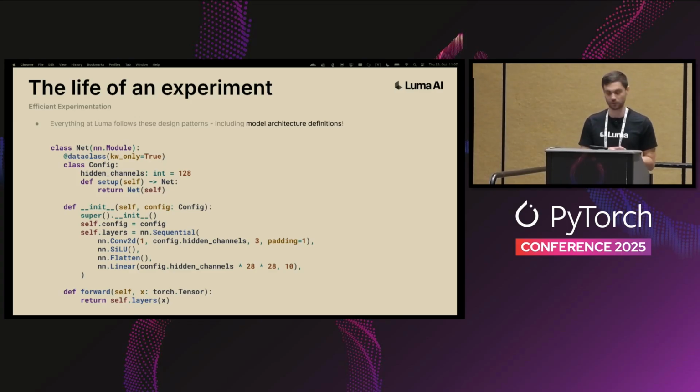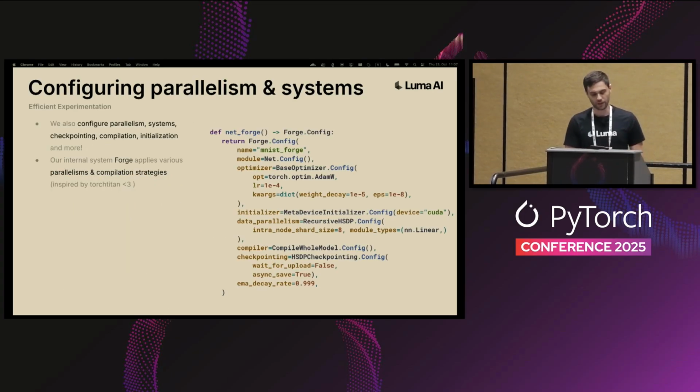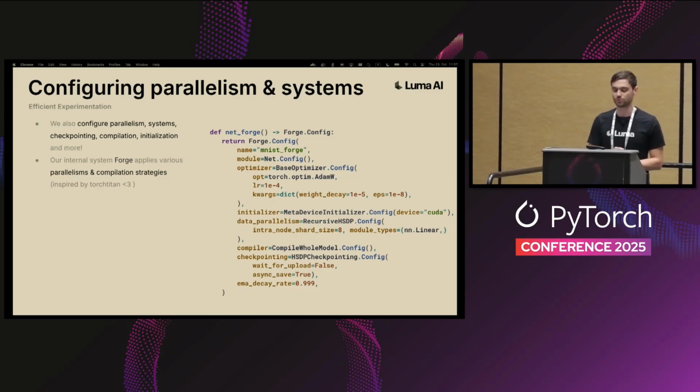It has a forward function. You can do things like compile it. The only other thing is it has this nested config within it that makes configuring it pretty nice. And in the same vein, we also use this configuration system to configure our parallelisms, to configure our systems, to configure checkpointing, compilation, initialization, and more.